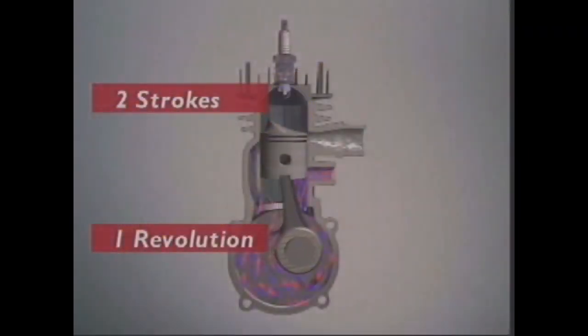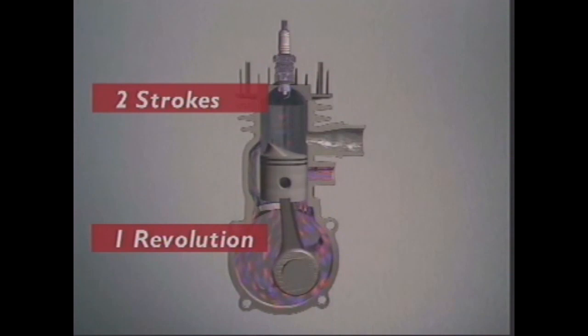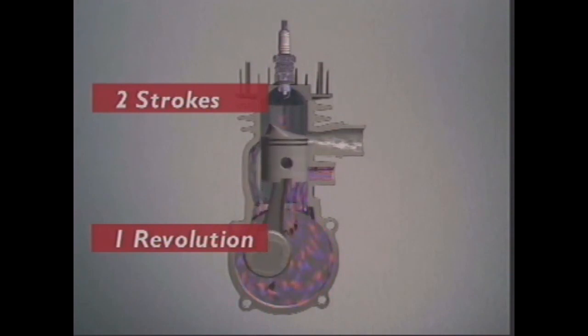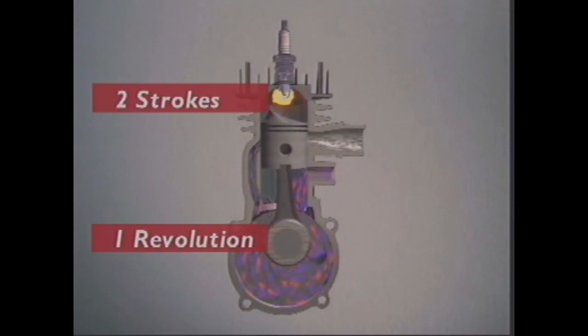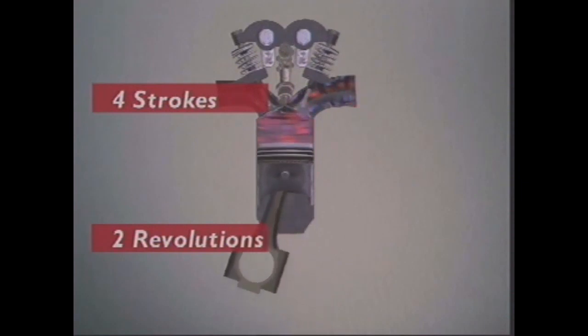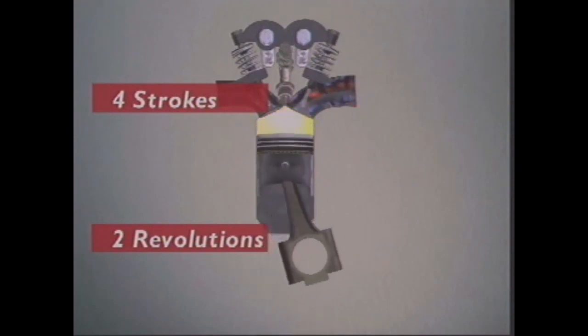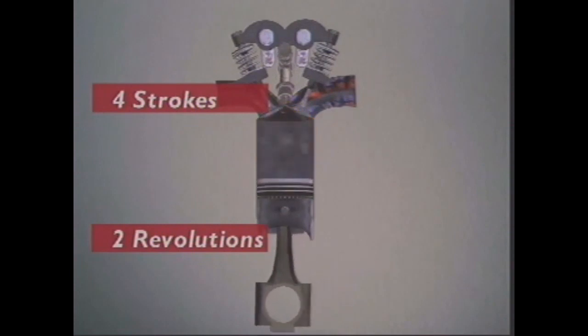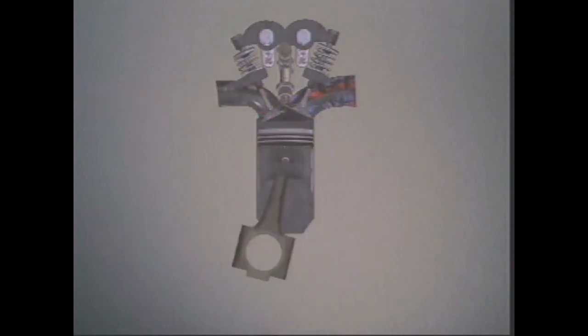The 2-stroke engine makes only 2 strokes, one up and one down, for each time it fires. That's only 1 revolution of the crankshaft for each cycle. Compare this with a 4-stroke that needs 2 revolutions of the crankshaft for each engine cycle, and only 1 power stroke for each 4 engine strokes.